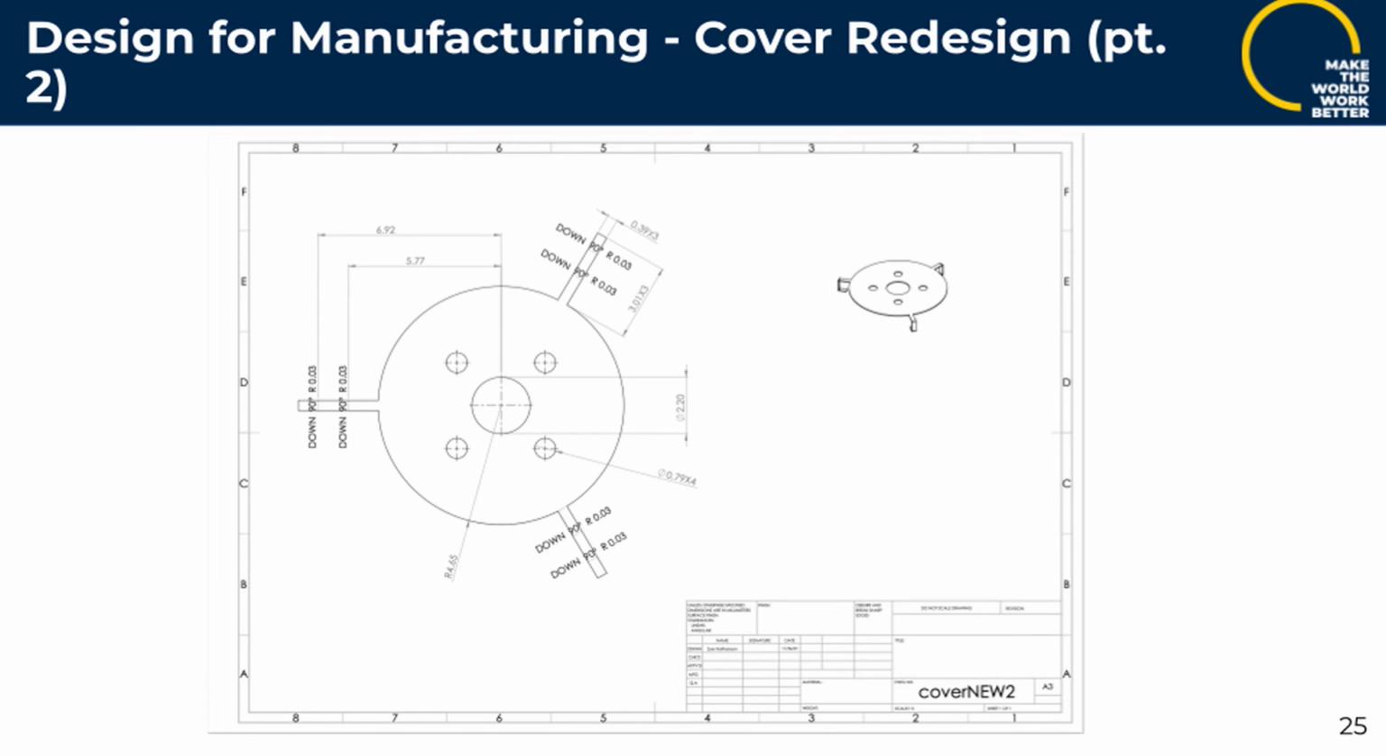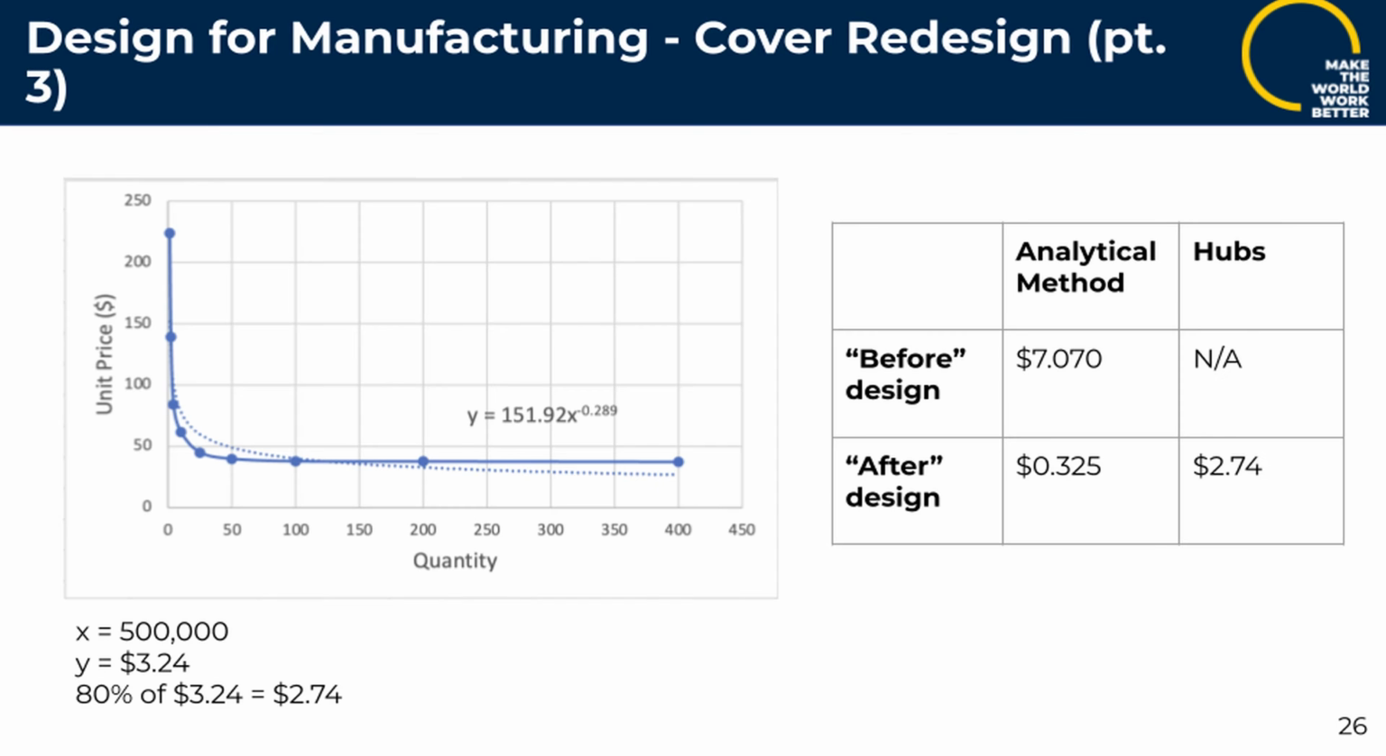Here we included a CAD drawing of the cover redesign with all the dimensions, and we also included the isometric view in the corner. In order to estimate the cost savings for our cover redesign, we compared both the analytical method of cost estimation and using hubs. And we were unable to use hubs for the before design because the design of the cover was die-casted and hubs is only used to create a quote for machining and sheet metalworking. The hubs calculation for the after design can be seen on the left, and as you can see, both the analytical method and hubs method for cost estimations are lower for the after design than the before design.